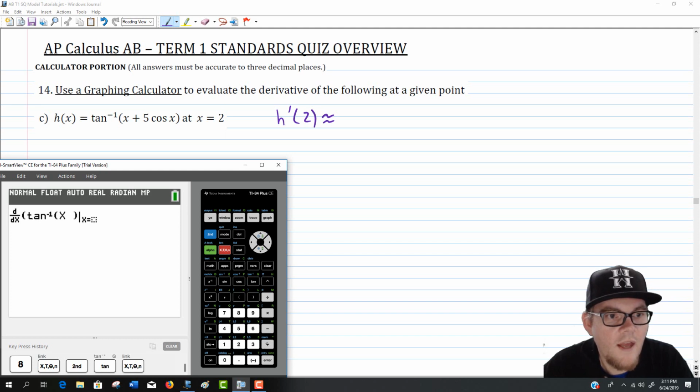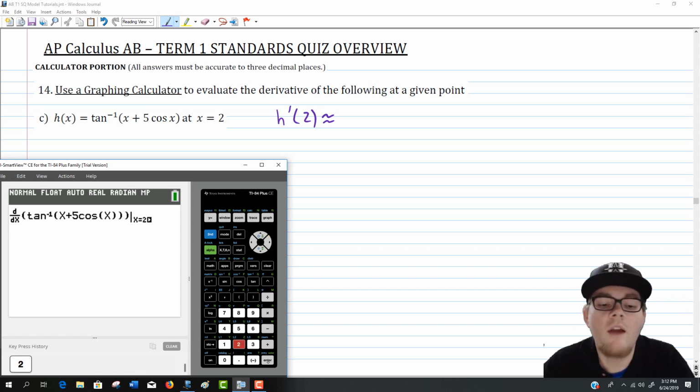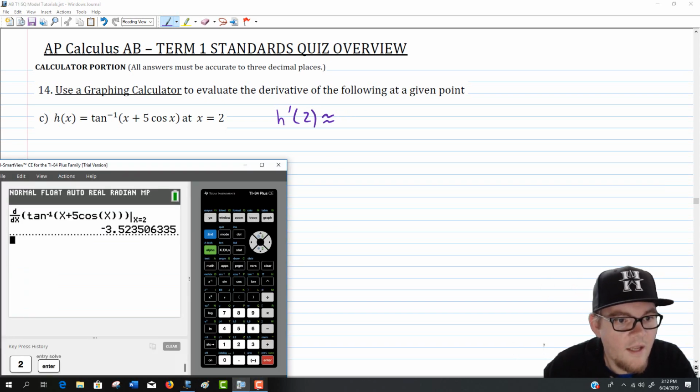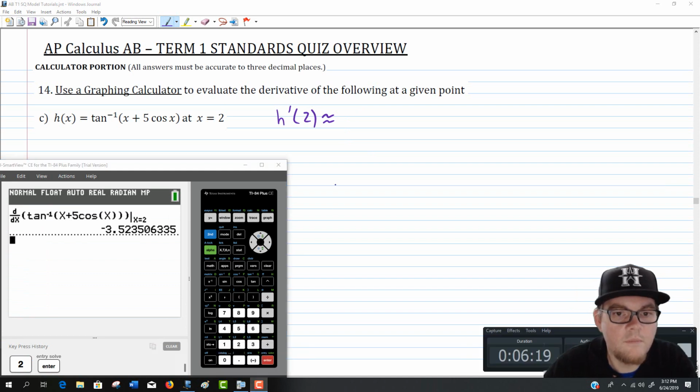So tangent inverse of x plus 5 cosine of x. And then our x value we're doing it at is x equals 2. So again, we could have graphed this, would have gotten the same answer. In our case, though, we get our correct value of negative 3.524.